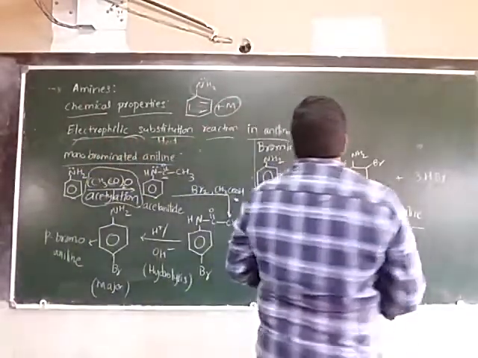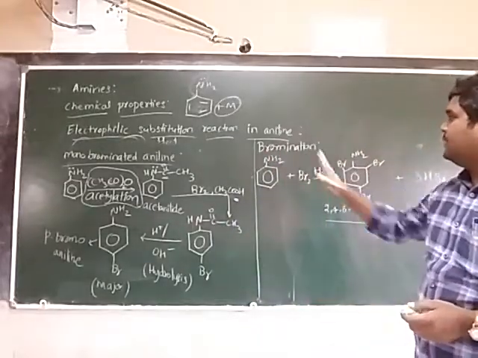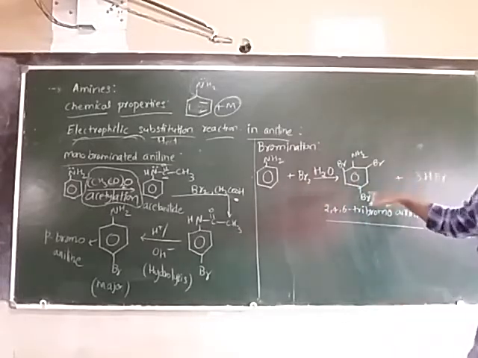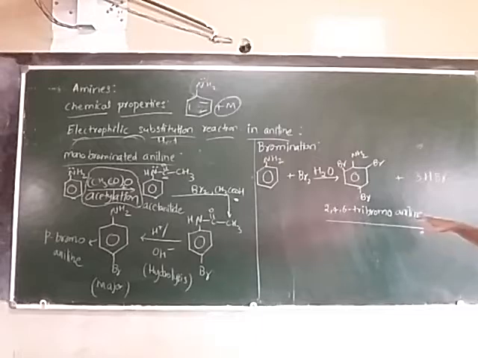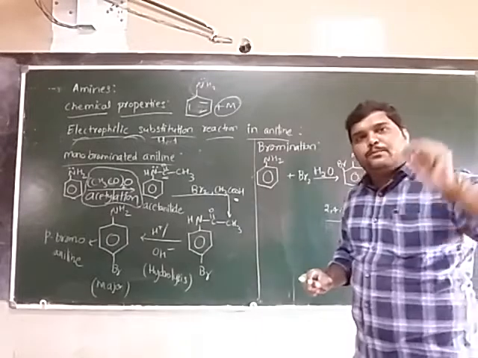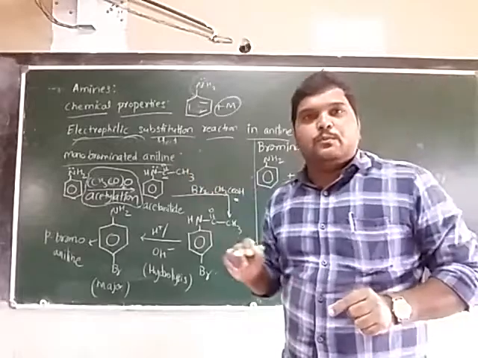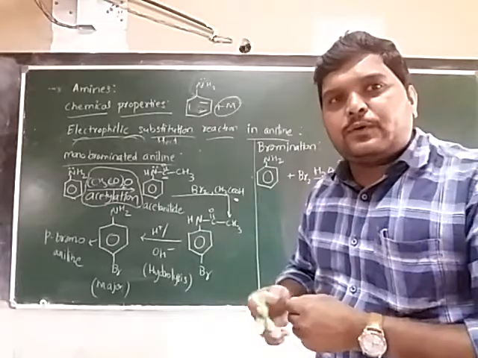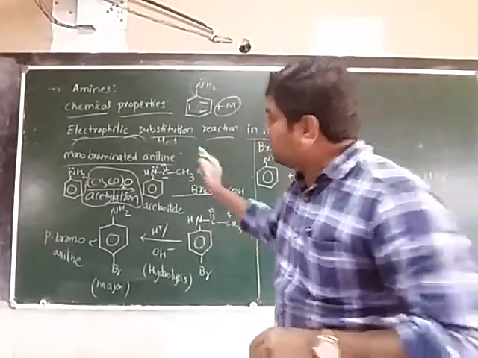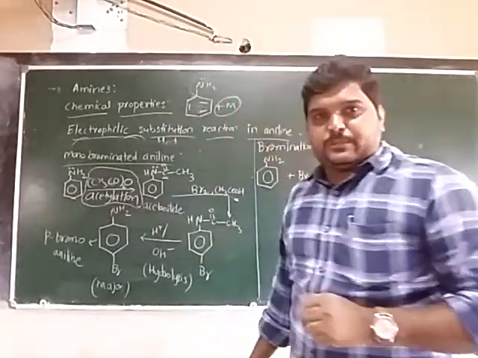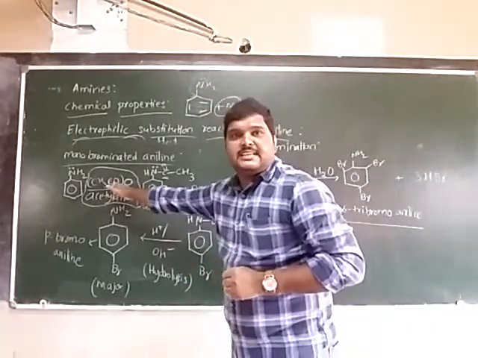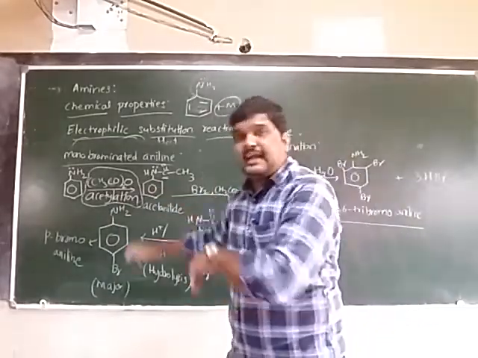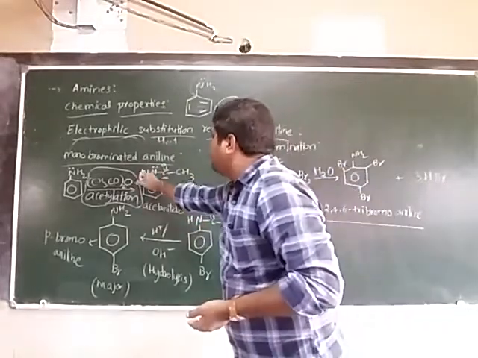Is it clear? So what are we explaining here? In bromination under normal conditions, we will get 2,4,6-tribromoaniline. If you want to get the monobrominated aniline, we have to protect the amine, that is, the pair of electrons. How can we protect it? First we have to do the acetylation with acetic anhydride. Acetic anhydride reacting with aniline leads to the formation of acetanilide.